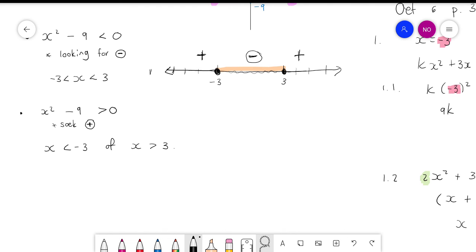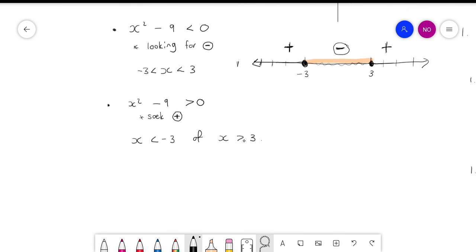Now there is just one little thing that is added. If I change the question to bigger than or equal to, you just put an equal to in your answer as well. Because then I include 0. So then I include the root.